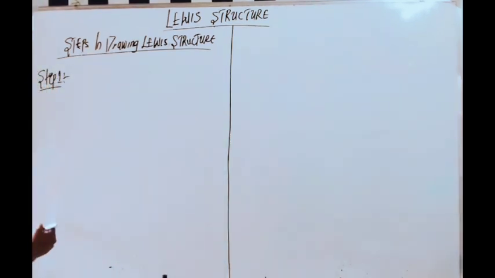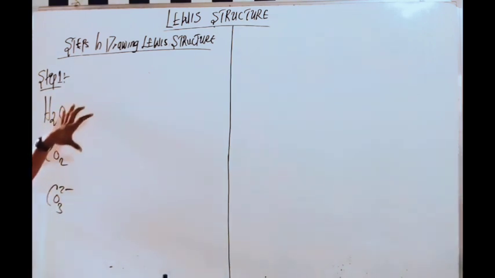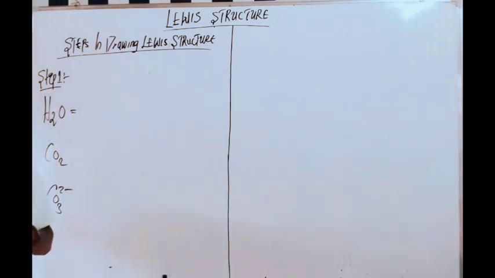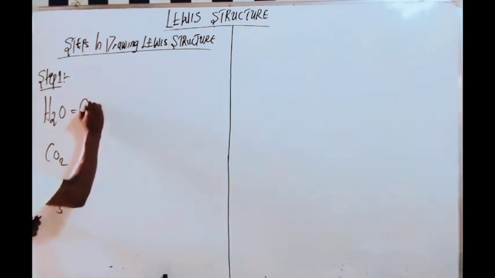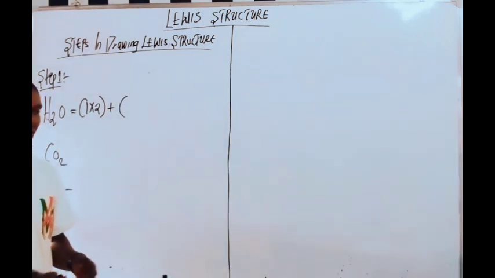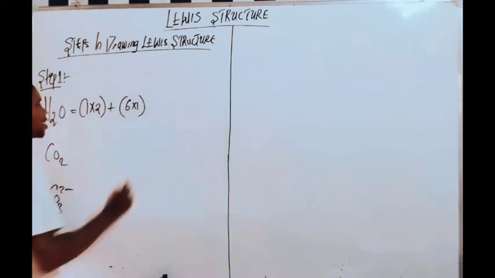For example, calculate the total valence electrons for H2O, CO2, and CO3 2 minus. Let's start with this one here, H2O. Remember, hydrogen is in group 1. So it's 1 times 2, plus oxygen, which is in group 6, so 6 times 1.